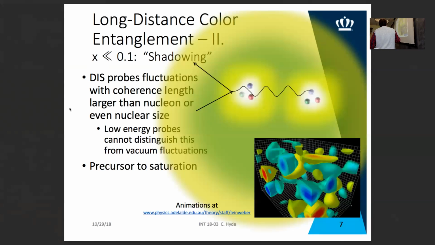And so the idea of gluon fluctuations that are larger in size than the nucleon seems very strange, but that's because our notion of the size essentially comes from low energy probes that can't disentangle such fluctuations from the fluctuations of the vacuum. So here's the vacuum that we all know and love.